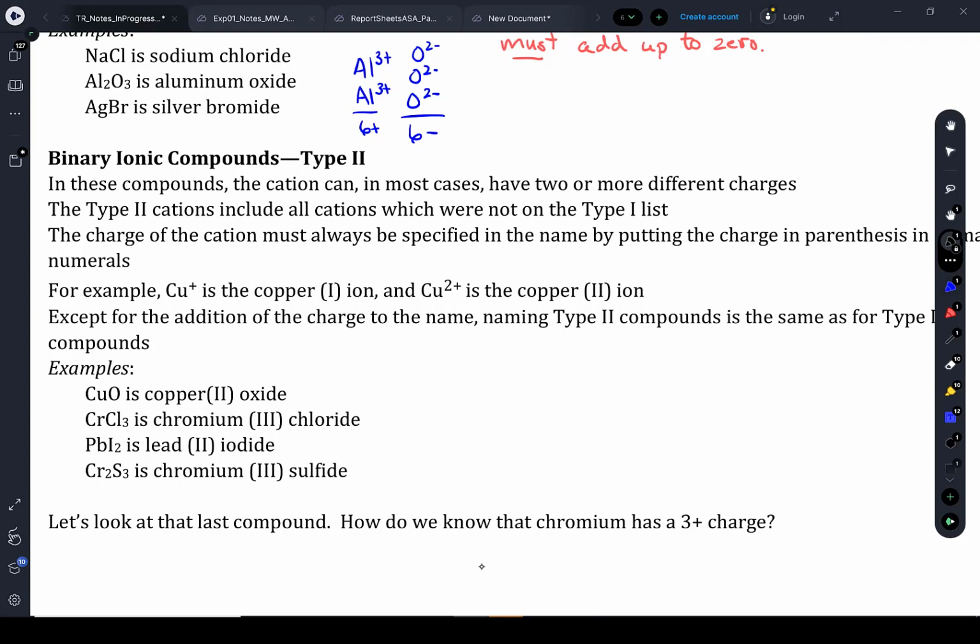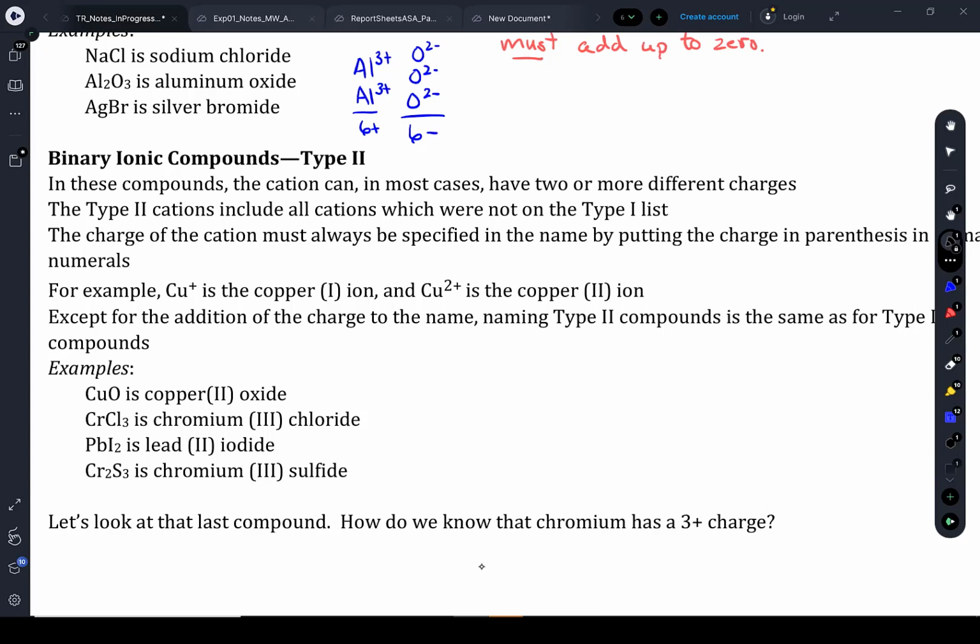Okay. Now, type 2, same naming rules except for one difference, and that is you have to include the charge of the cation in the name. In other words, you can't say copper oxide anymore because there's two types of copper oxide. There's copper with the +1 charge and there's copper with the +2 charge, and they have different properties and different reactivities. So you must be specific as to those different colors.